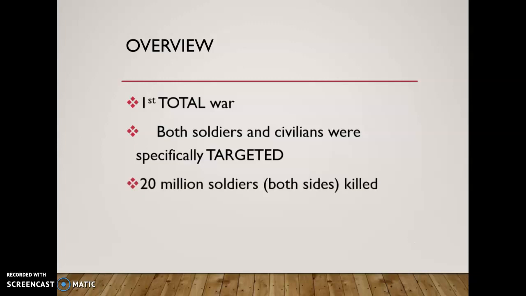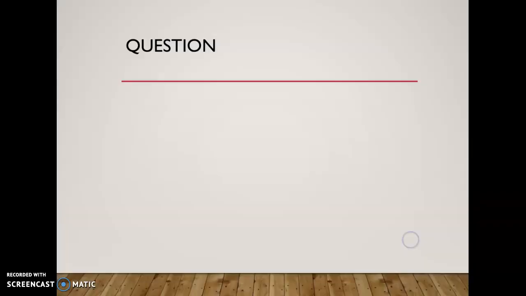A total of 20 million soldiers, that includes both sides, were killed. Think about that number. That is an enormous number of men to be killed. But 38 million civilians on both sides were killed. So a total of about 58 to 60 million people worldwide died as a result of this war.